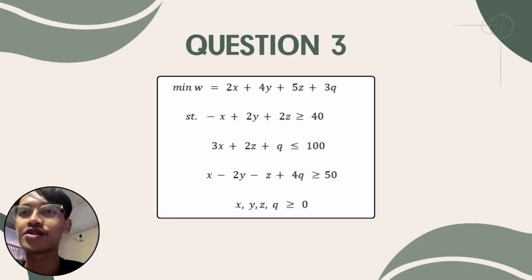Okay, so now I want to proceed with the presentation, which is question 3. The question is minimize W equal to 2x plus 4y plus 5z plus 3q. The first constraint is negative x plus 2y plus 2z is greater than or equal to 40. The second constraint is 3x plus 2z plus q is less than or equal to 100. The next constraint is x minus 2y minus z plus 4q is greater than or equal to 50. x, y, z, and q are greater than or equal to 0.